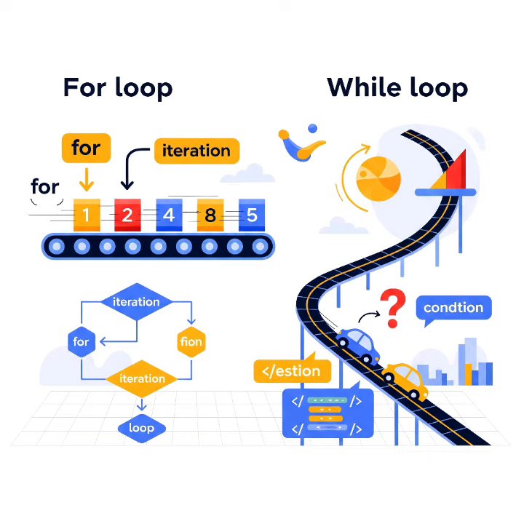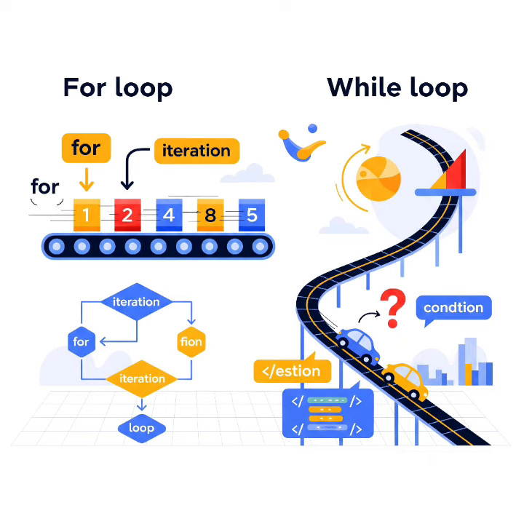Analogy: counting to 10. For every number from 1 to 10, shout that number. You know you'll shout 10 times. Walking down a street: walk for 5 blocks. You have a clear endpoint. Emptying a box of 10 items: for each of the 10 items in this box, take it out.